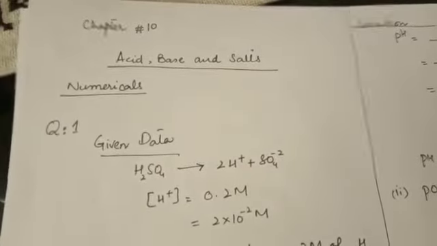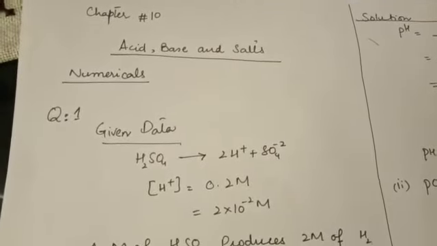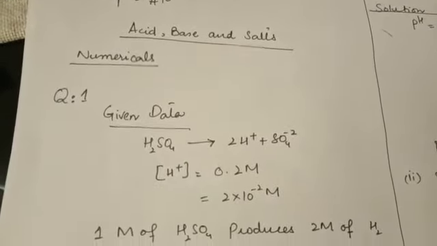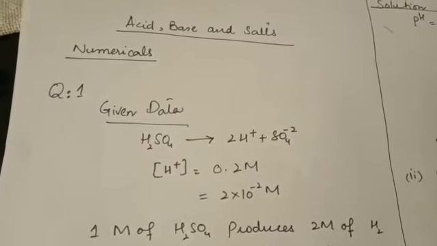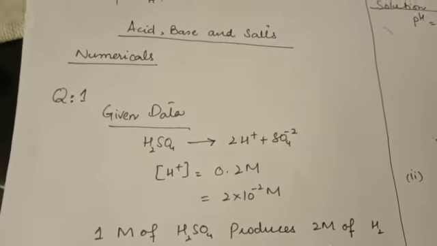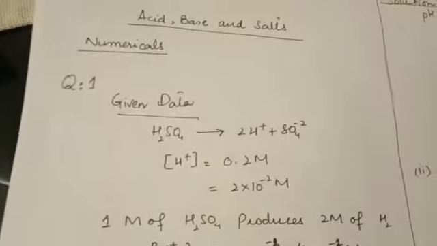We are going to solve the numericals of chapter number 10. The statements are on page number 50 of the book. Question number 1: calculate the pH and pOH of 0.2 M H2SO4. It is a simple statement.